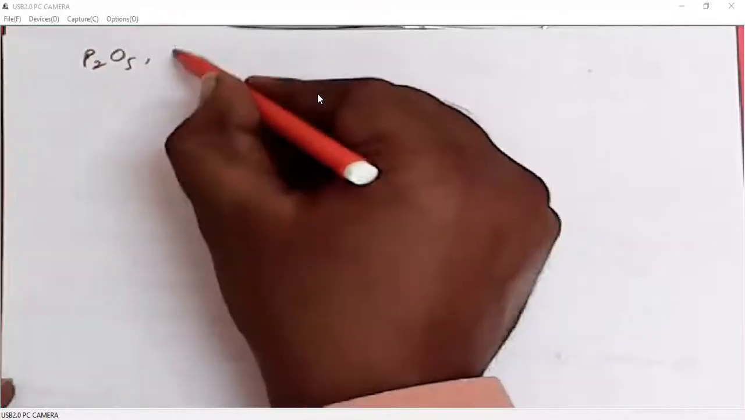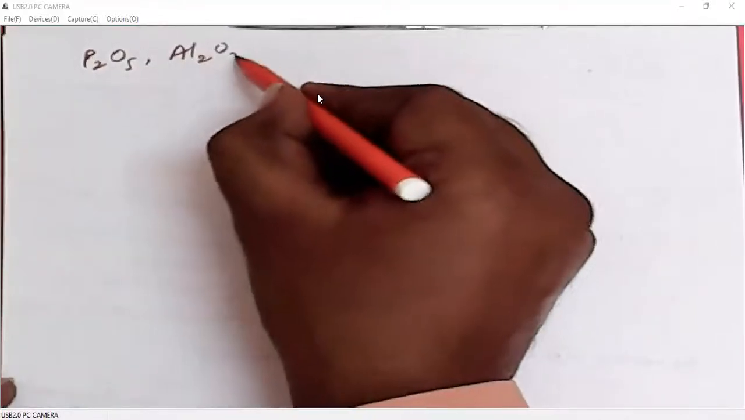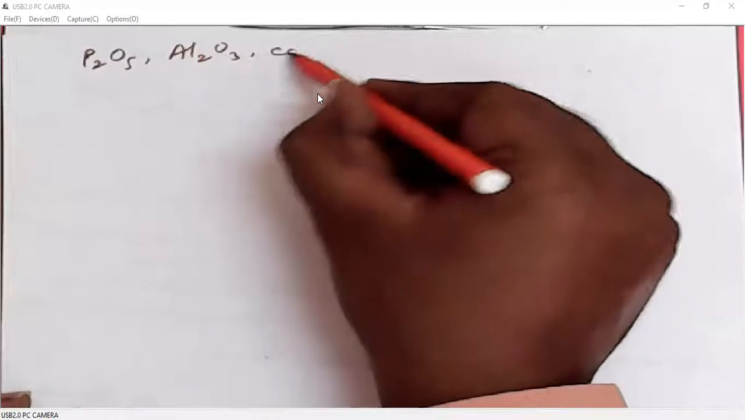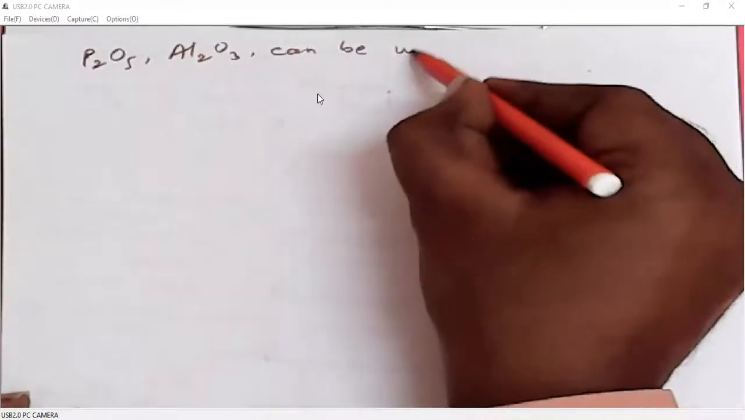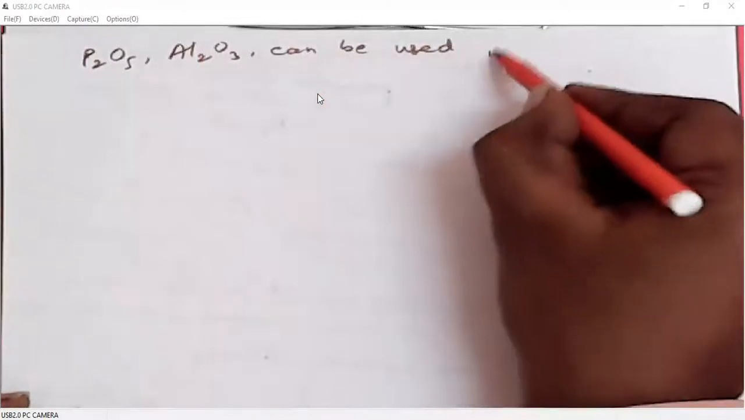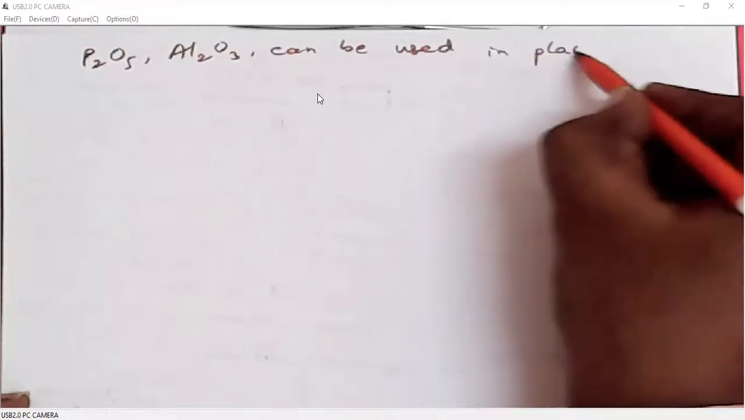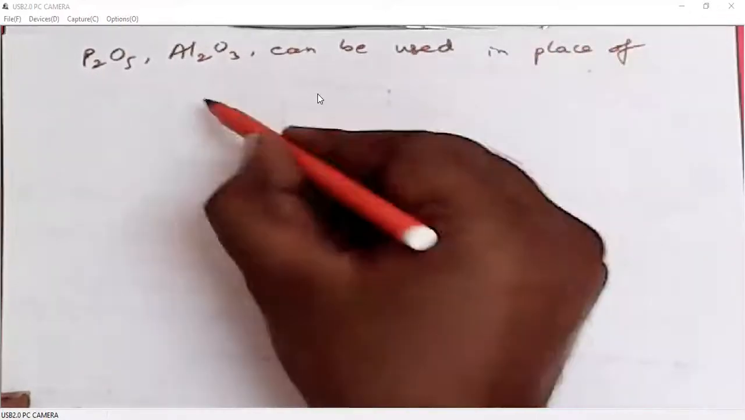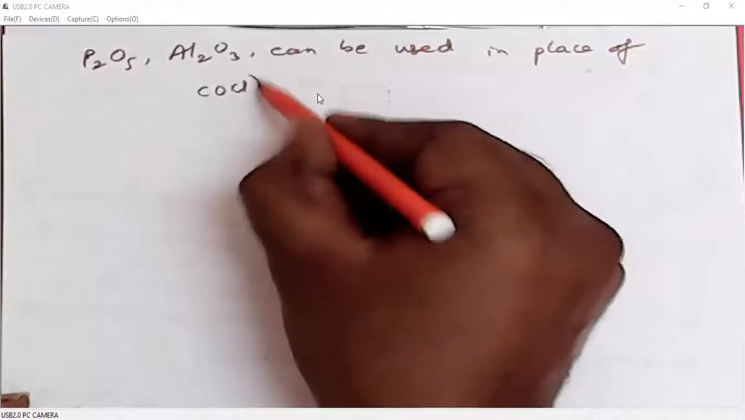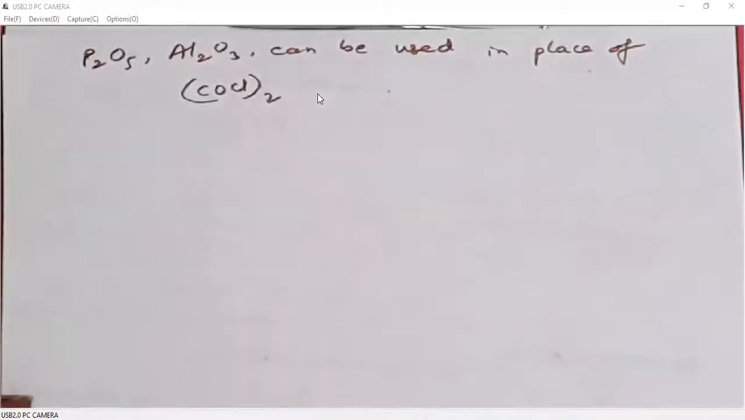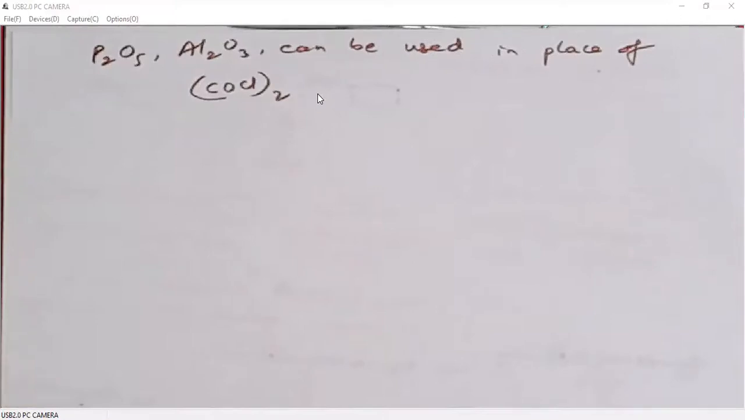We can use P2O5, phosphorus pentoxide, aluminum oxide can be used in place of oxalyl chloride. So in Swern oxidation, we can use P2O5 alumina in place of COCl2 to activate the sulfur.